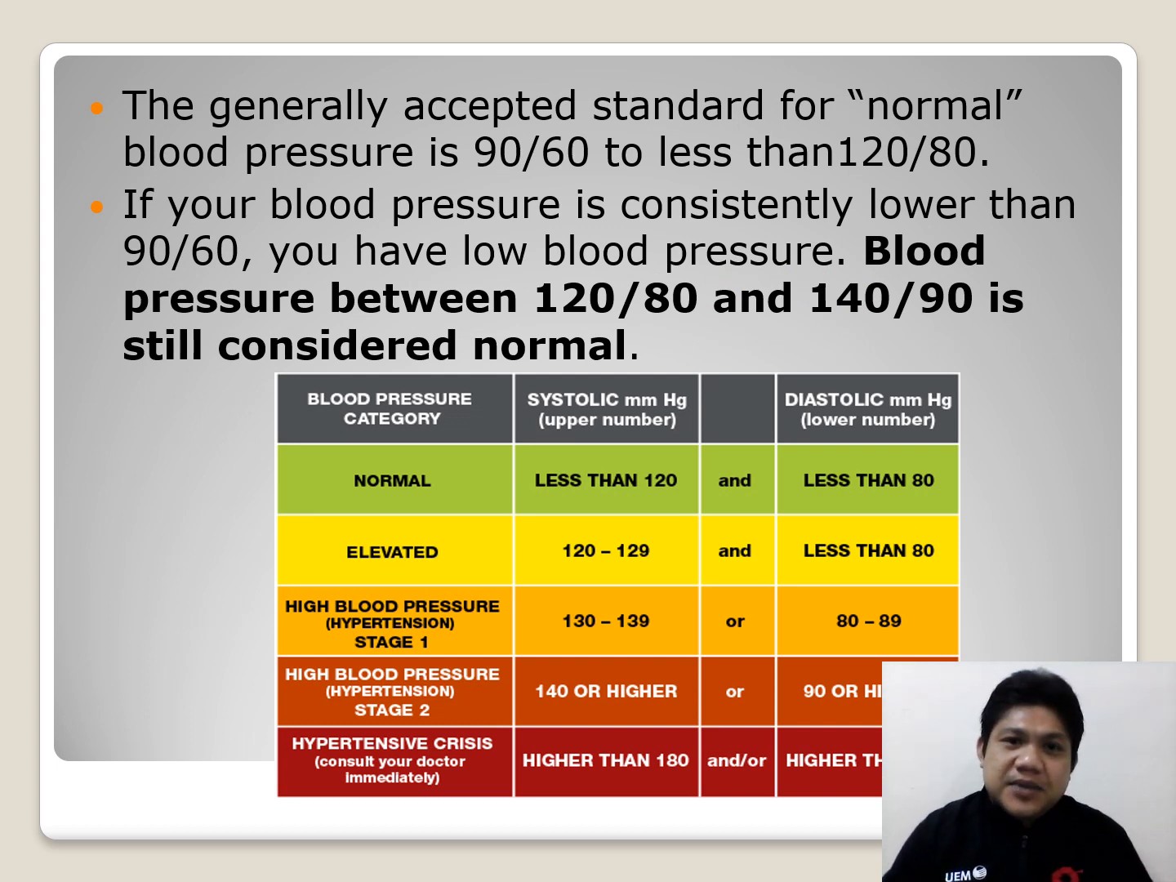The generally accepted standard for normal blood pressure is 90/60 to less than 120/80. If your blood pressure is consistently lower than 90/60, you have low blood pressure. Blood pressure between 120/80 and 140/90 is still considered normal. So this is the figure, so everyone can have a look at normal, elevated, high blood pressure stage 2, and hypertensive crisis.